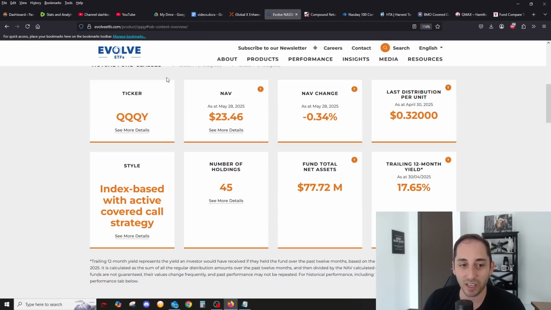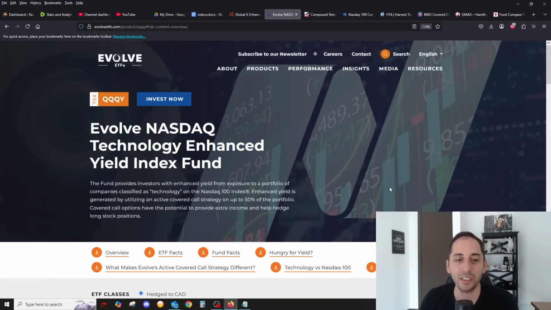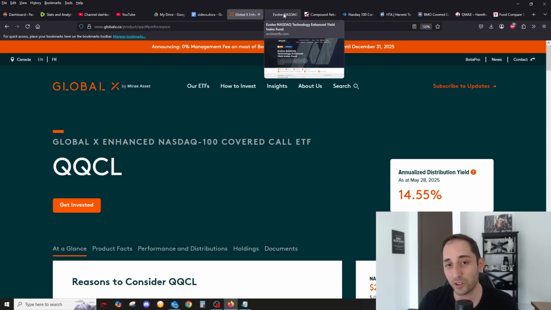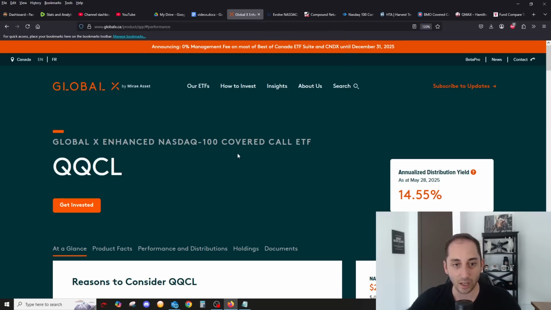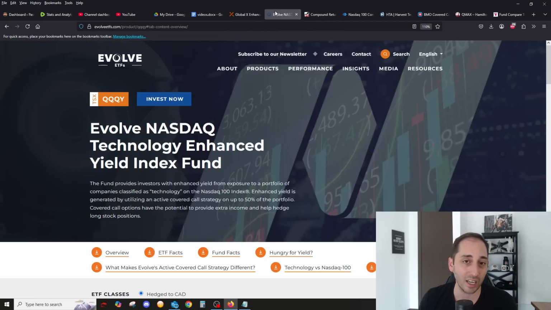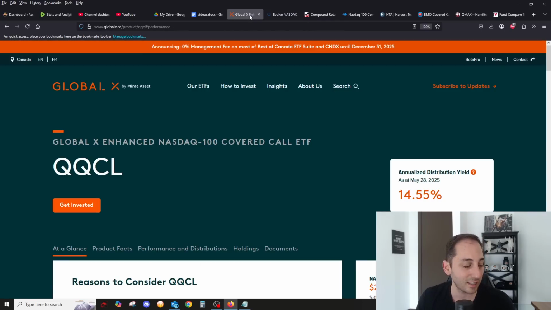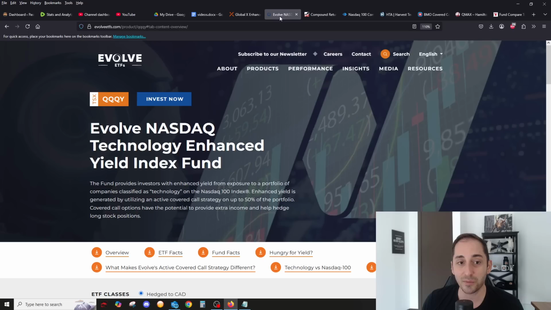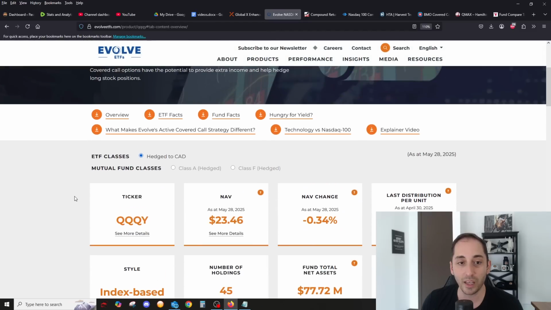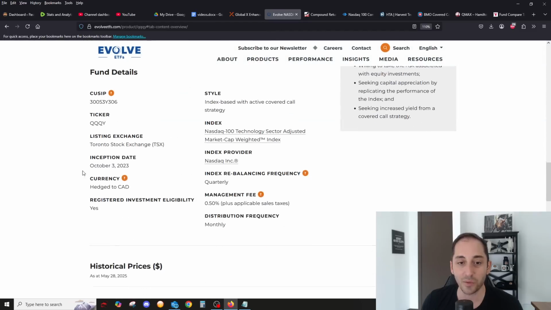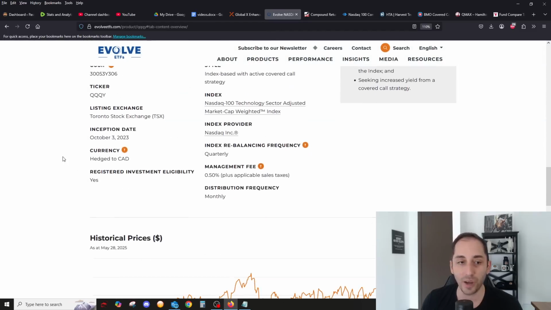There you have QQCL versus QQQY. And really, just in short summary, the biggest difference is the holdings. QQQY only has the technology stocks in the Nasdaq 100. QQCL is the whole Nasdaq 100. They're both market cap weighted, which I like. I personally like market cap weighted, like indexes usually are. Another big difference is the fee. The management fee on QQCL is 85 basis points. The management fee on QQQY is only 50 basis points, synonymous with Evolve's very low management fees.